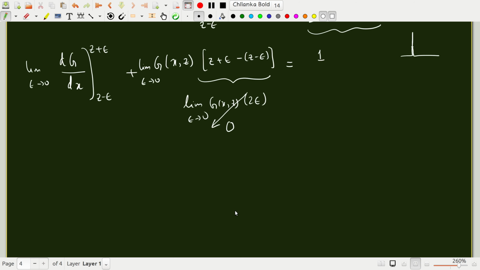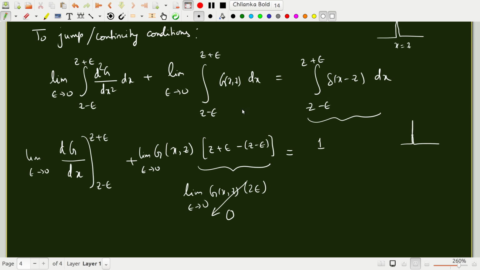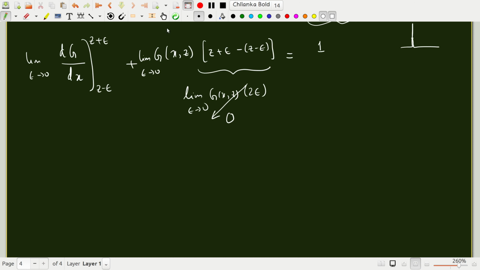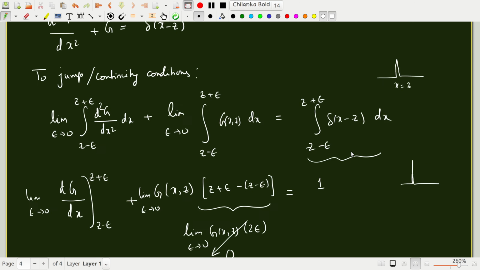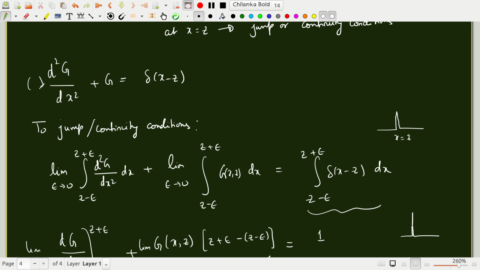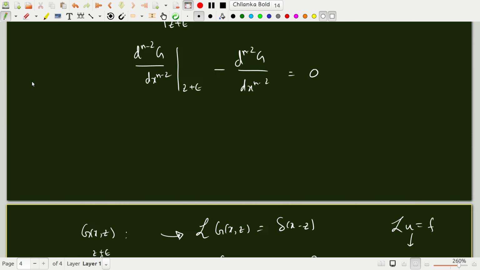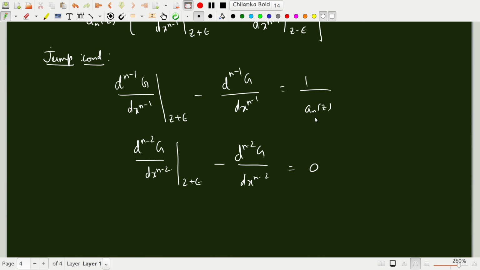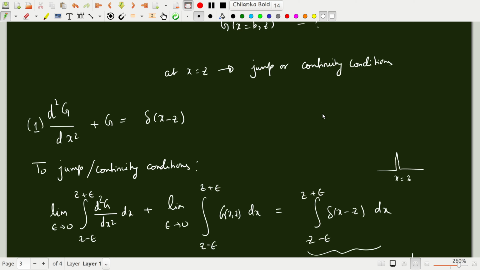Okay, I'm sorry about this. I wrote this wrongly. If you have a derivative dg/dx, then that can be integrated, but right now you don't have a derivative, so the function will just integrate like this. So you have the limit epsilon tends to 0 of dg/dx at z plus epsilon minus dg/dx at z minus epsilon, which is equal to 1 in this particular problem, because the coefficient multiplying the second order derivative is 1, so there is nothing. In the previous general case, I had a coefficient 1 over a_n, so it came as 1 over a_n here, but here there is nothing like that.